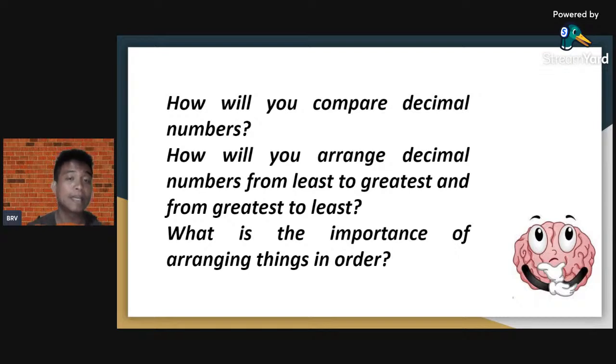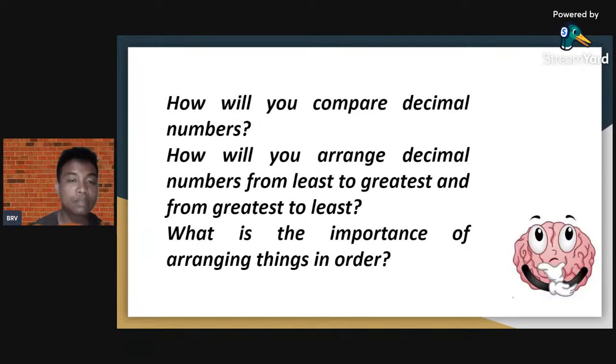Okay. So how will you arrange numbers from less to greatest and from greatest to less? To arrange numbers from less to greatest and vice versa, we have to list down the numbers in a vertical way so that it would be easy for us to compare the digits in each category.